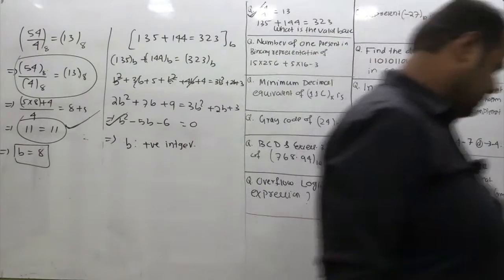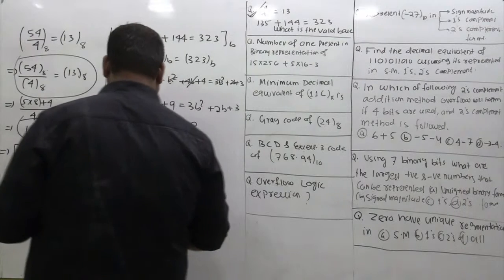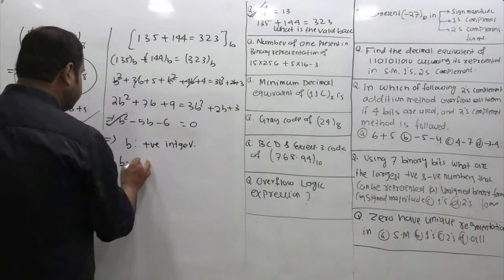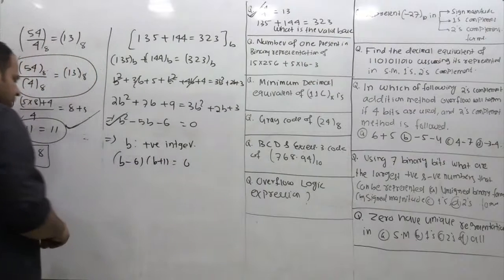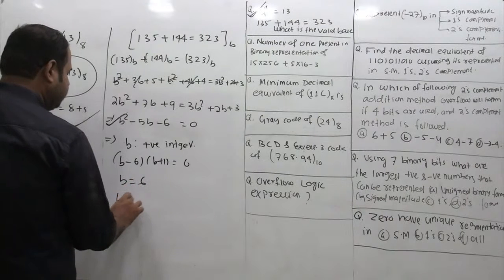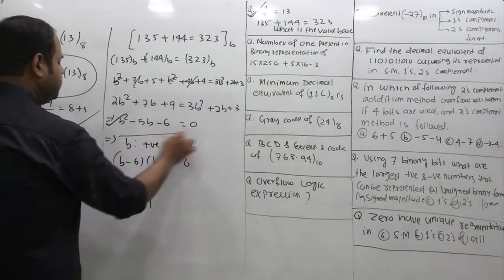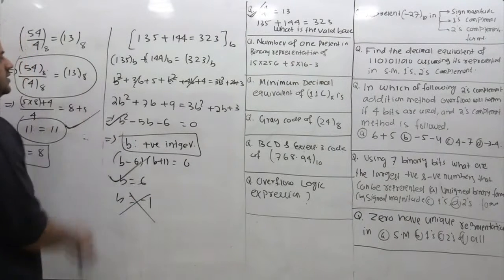Now let us take 6 and minus 1. The roots are 6 and minus 1. So (b minus 6)(b plus 1) equals 0, and this is the equation we will get. So you will get b equals 6 and b equals minus 1. Because I said b is always a positive integer, minus 1 cannot be the answer. So the answer has to be 6.